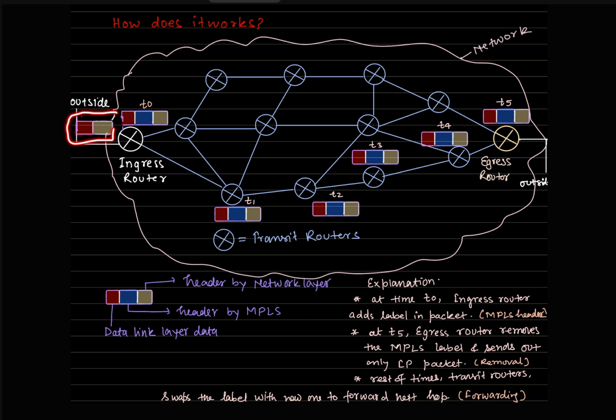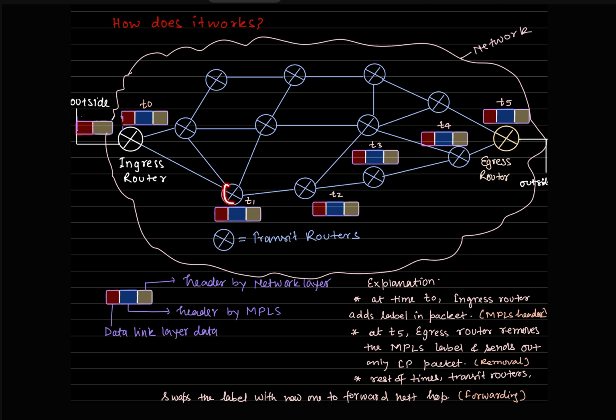Once this packet reaches the first router of the network, which is the ingress router, this ingress router will add the MPLS header. This middle one is the MPLS header at time T0. The router which adds the MPLS header we call an ingress router. You remember this name, ingress router. Then this router fixes some labels or some routes on this MPLS header.